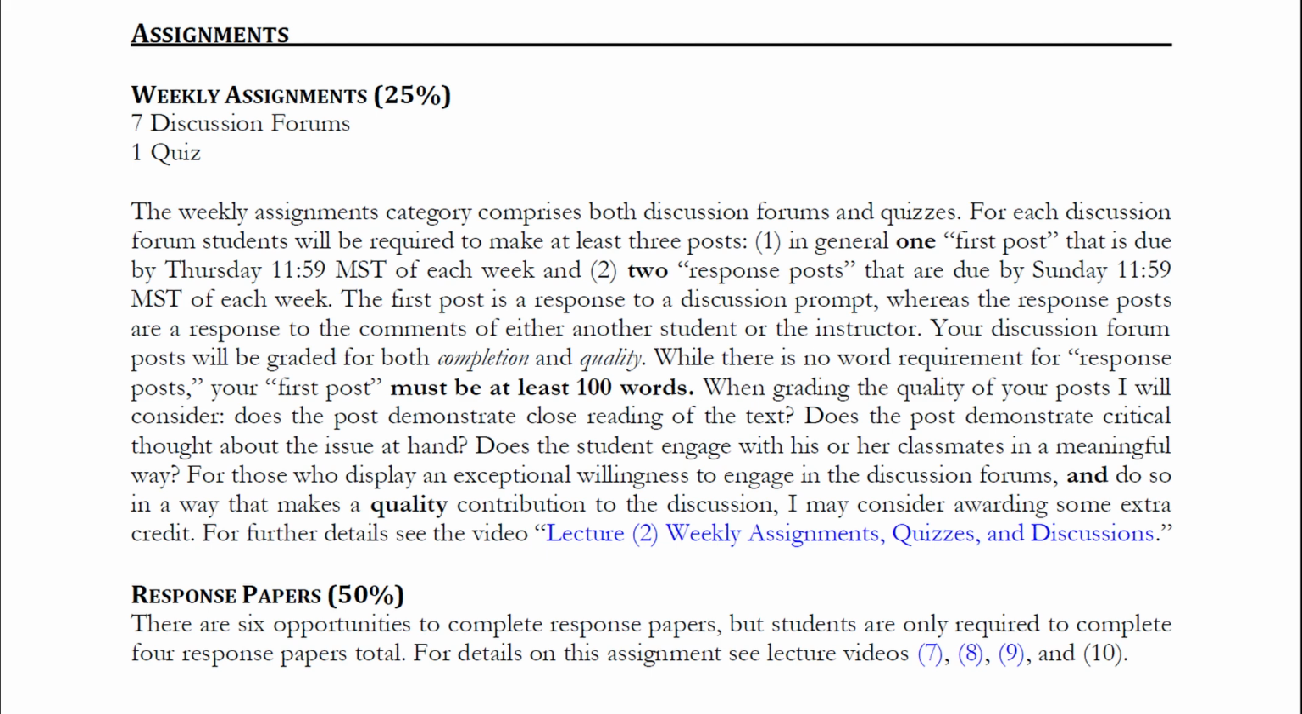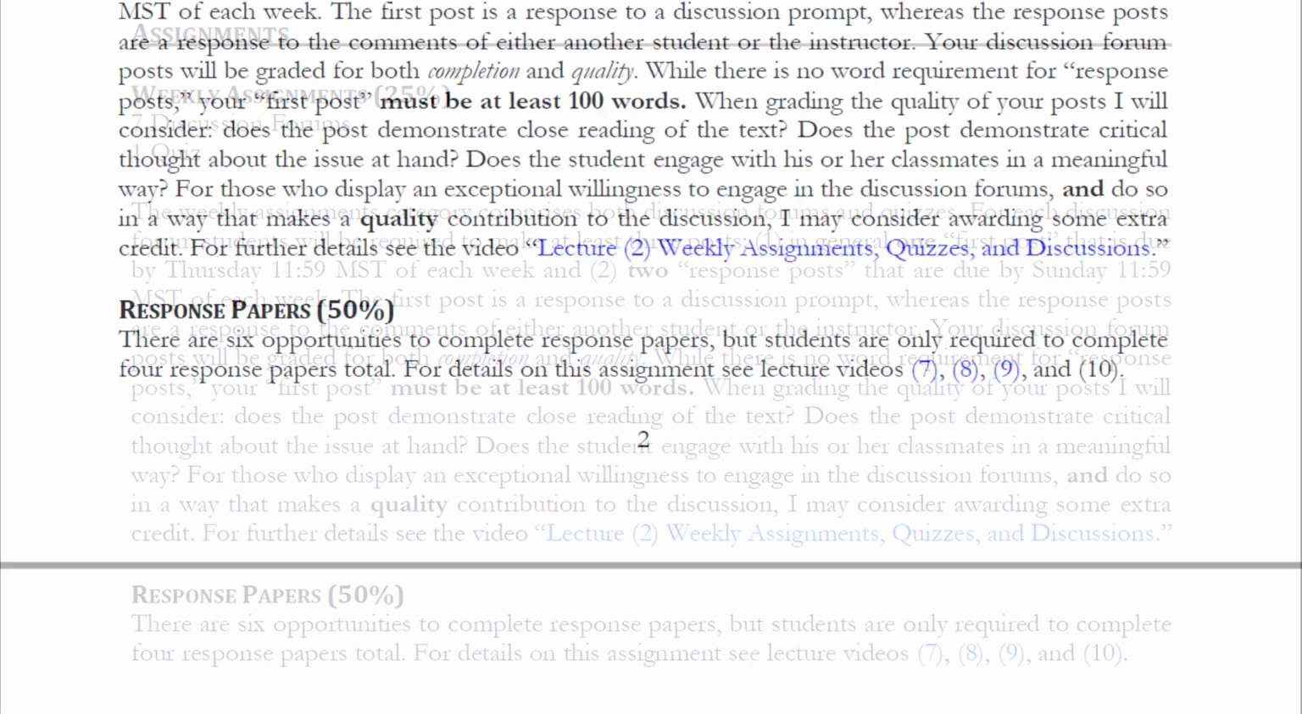The other 2 posts, the response posts, are posts in response to what has been said by others. There is, of course, much more to say here about how to participate in the discussion forums and how you will be graded on that participation, but those points will be saved for the later video.